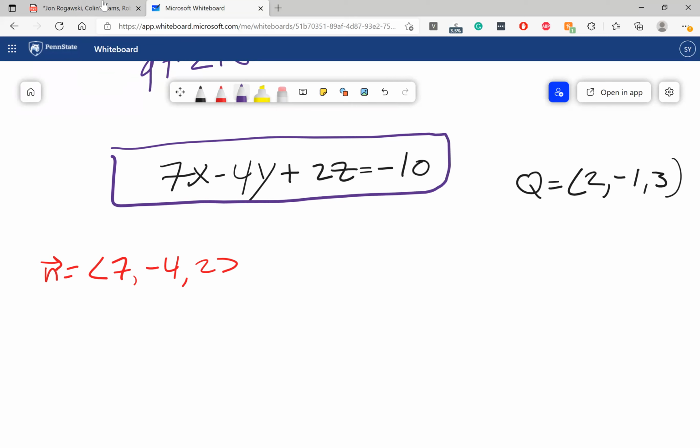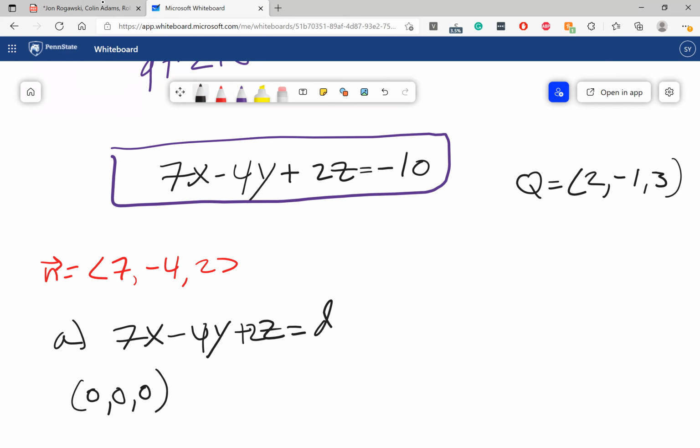So to start with, let's do the first one, A, which is going through the origin. Well, we know that my plane has the form 7x minus 4y plus 2z is equal to d. In order to find d, I just plug in the origin 0, 0, 0. So what would d be? 0. So I get that the plane has the form 7x minus 4y plus 2z is equal to 0. Okay.